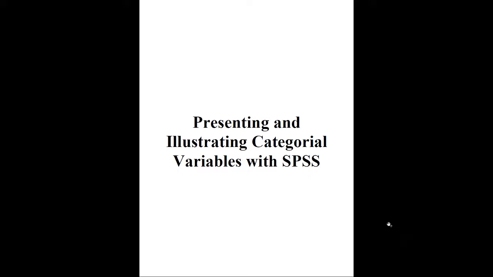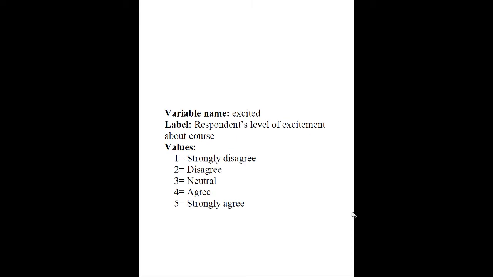Hi guys, in this video I will be going over how to present and illustrate categorical variables using SPSS. To do that, we're going to be using specifically the class survey. Specifically, I will be focusing on the variable excited, which corresponds to the respondent's level of excitement about the course.